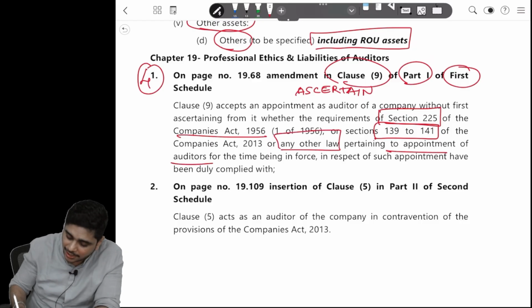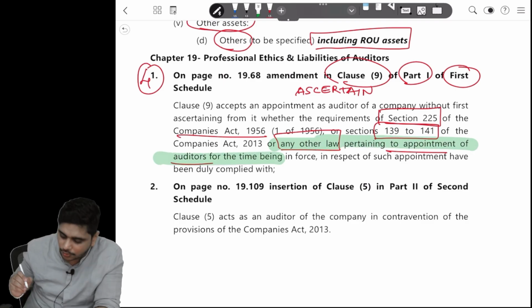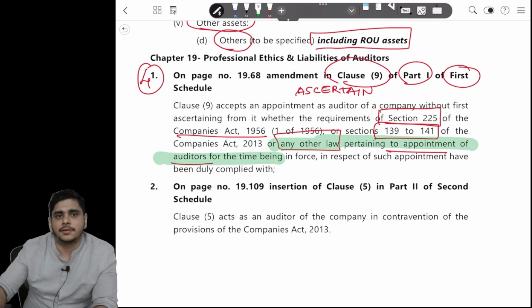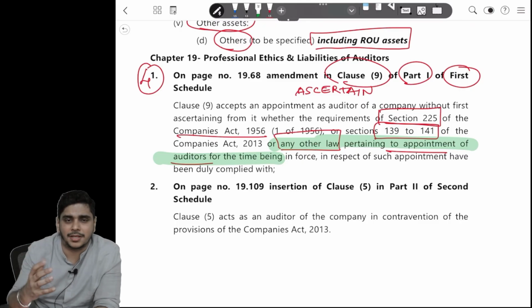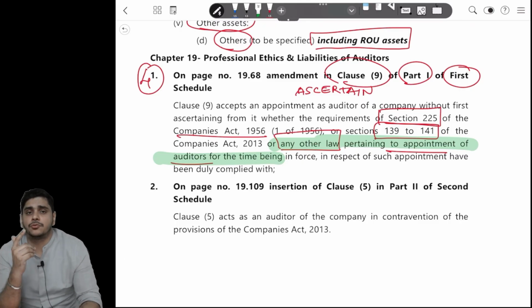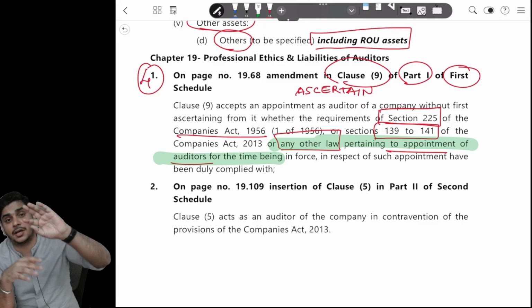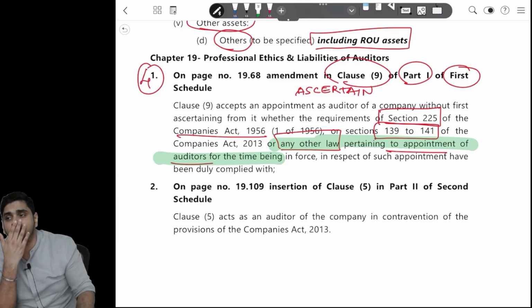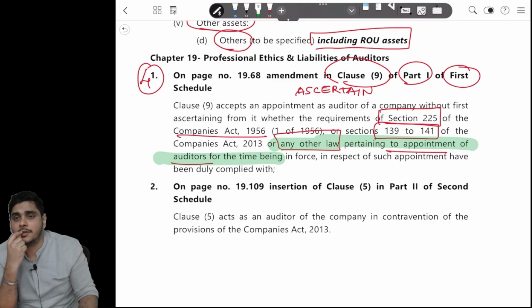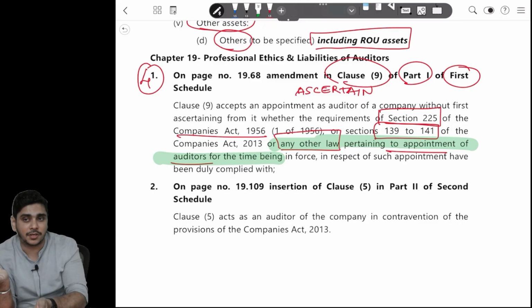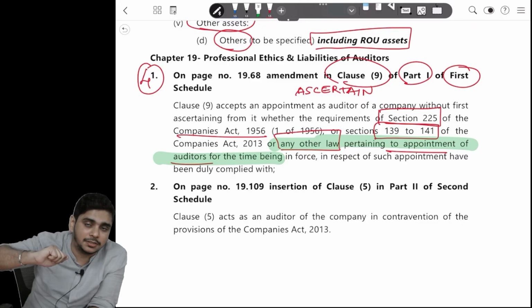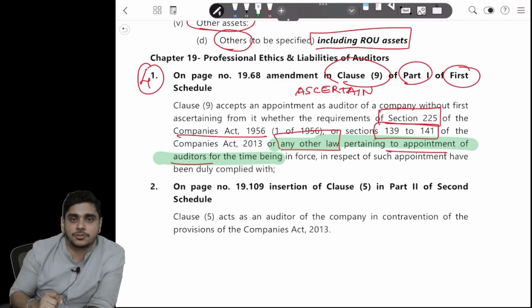So what they have added? Any other law pertaining to the appointment of auditors. Any other law. Imagine a banking company as an auditor. You have to comply with, like, you have to do CISA, DISA. Where is it written? It is written in the Banking Regulation Act. If you are auditing a listed company, you need to have a peer review certificate. Where is it written? It is written in the SEBI Act. So you have to comply with those provisions also.